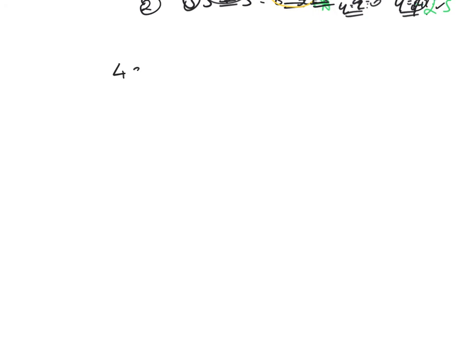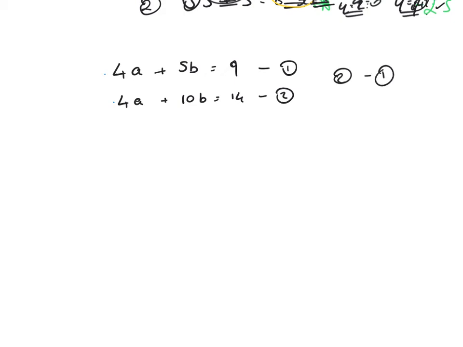Okay, let's go for 4a plus 5b is equal to 9, and 4a plus 10b is equal to 14, equation 1, equation 2. Now, which one does it look like it's easier to eliminate? It's definitely the a's. Okay, so how do I eliminate 4a? I'm going to eliminate it by taking it away. So again, it's going to be subtracting equations. So let's go for equation 2, take away equation 1.